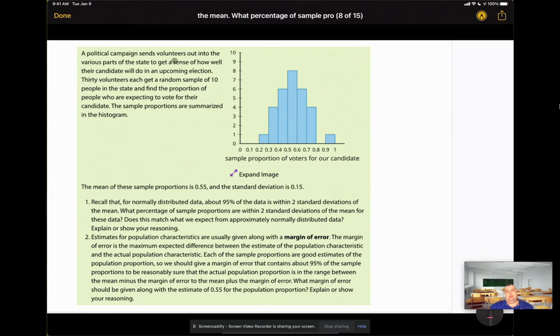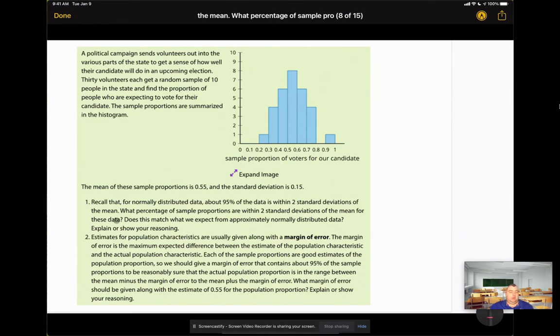So a political campaign sends volunteers out into the various parts of the state to get a sense of how well their candidate will do in an upcoming election. 30 volunteers each get a random sample of 10 people in the state and find the proportion. The proportion is the percentage. They find the proportion of the people who are expecting to vote for their candidate. The sample proportions are summarized in the histogram here. The mean of these sample proportions is 0.55, so that would be about 55%. And the standard deviation is 0.15.